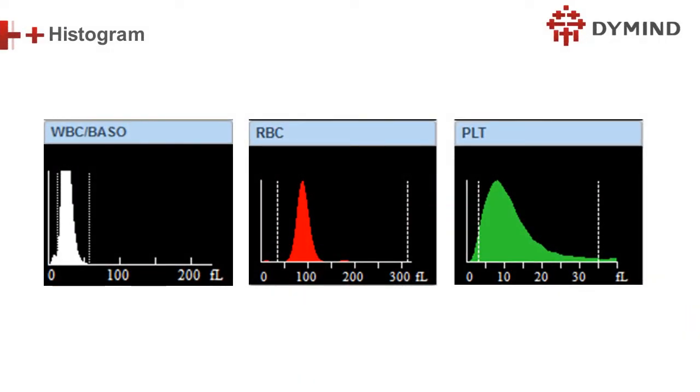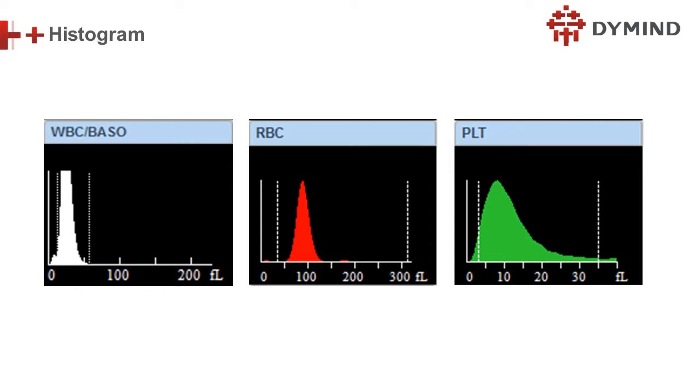So here's the histogram. Here you can see our machine DH76 still uses the impedance principle to do the counting for basophil and the WBC. WBC means the quantity of the whole white cells, including neutrophil, basophil, monocyte, eosinophil, and also lymph. All these particles together, the total one, we call WBC, and the basophil is one of them. We count the basophil by the impedance principle, so our software can read the result from here.